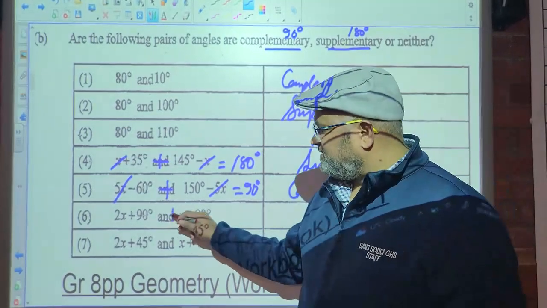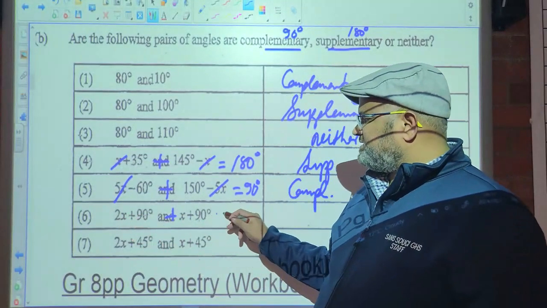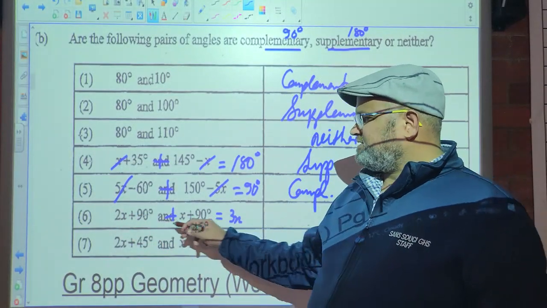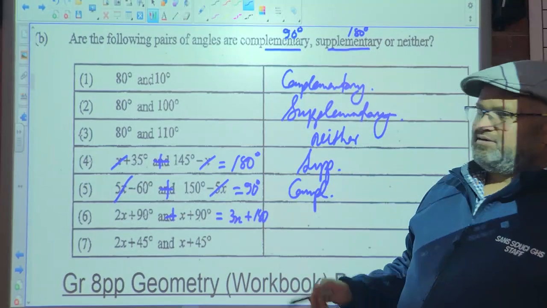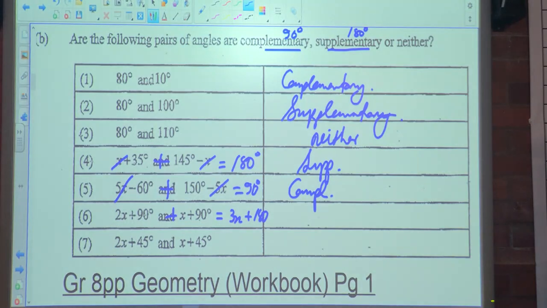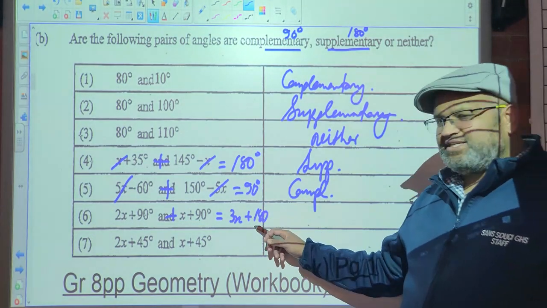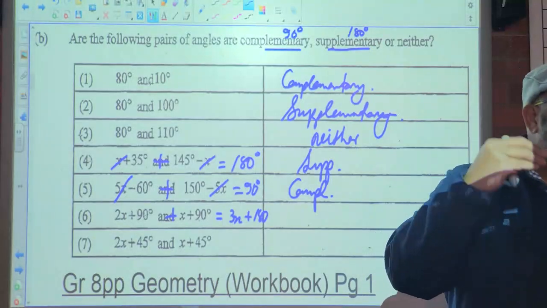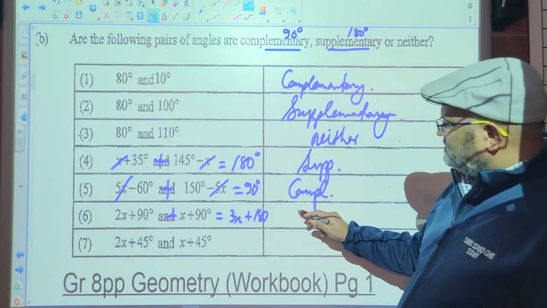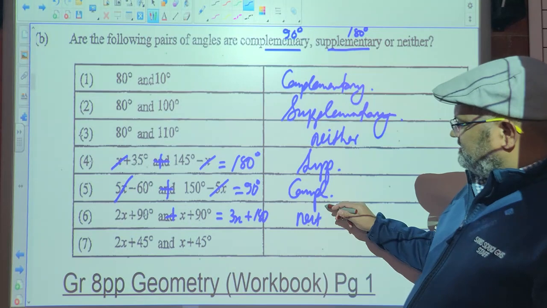We add this up here. What is 2x plus x? 3x. What's 90 plus 90? 180. What is this? Neither. Because that's 180 degrees plus an angle. For it to be supplementary, it will only be 180. Can you see that? So that is neither.